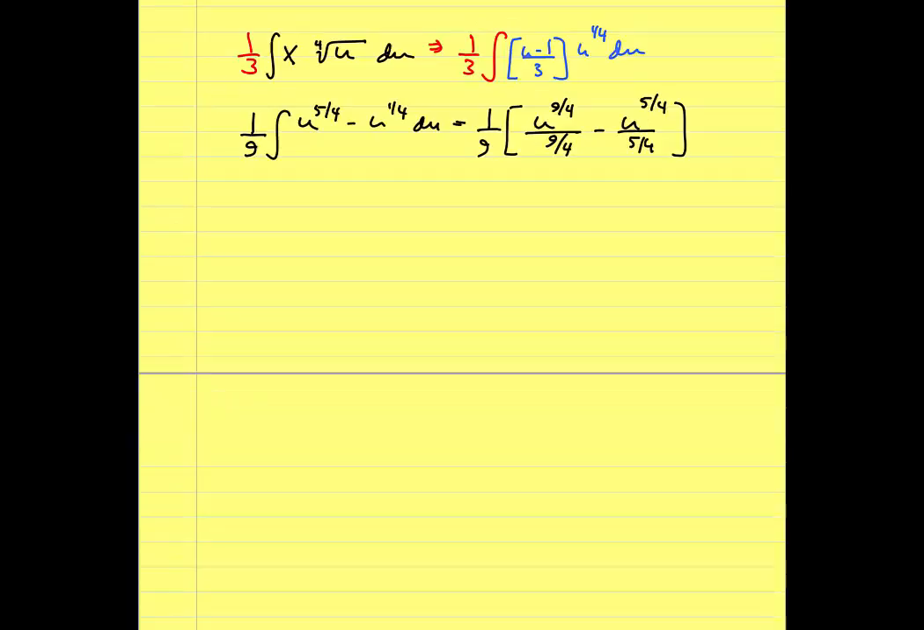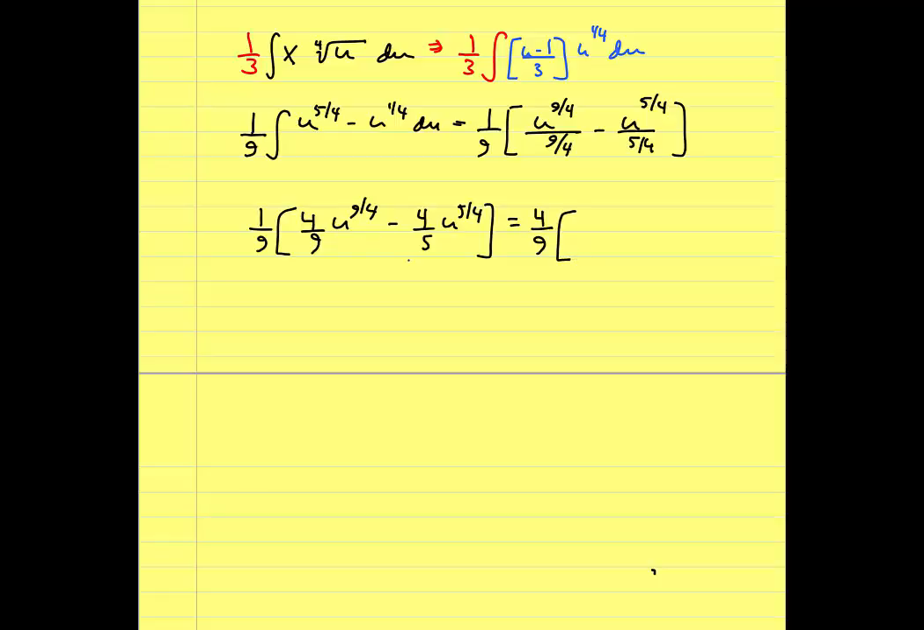Okay, let's go ahead and keep rewriting and simplifying. I have that 1/9 out front. When you divide by a fraction, you multiply by the reciprocal, so this would be 4/9 u to the 9/4. When you divide by a fraction, you multiply by the reciprocal, this would be 4/5 u to the 5/4. Now I see pretty clearly that we could pull a 4 out. So let's go ahead and do that. Let's see what we have left.